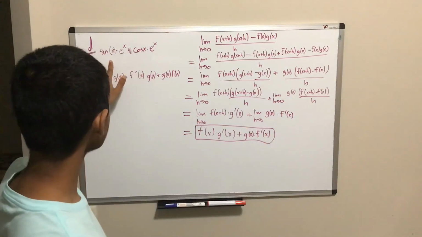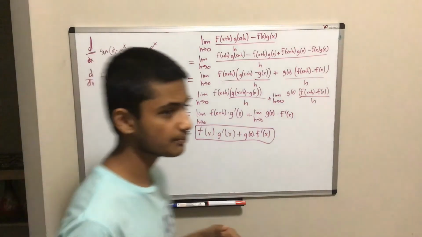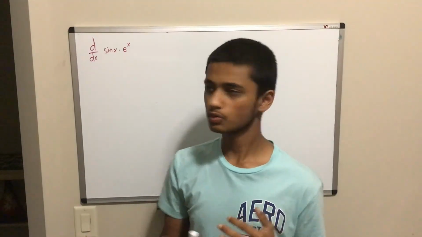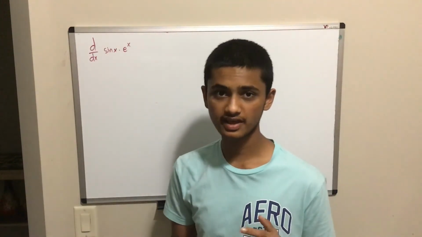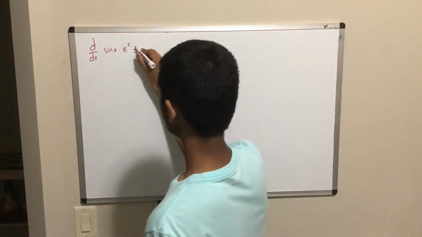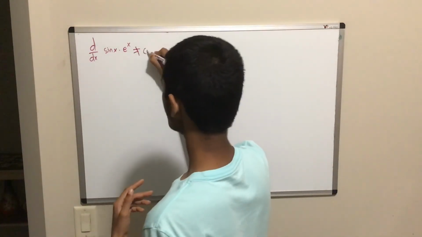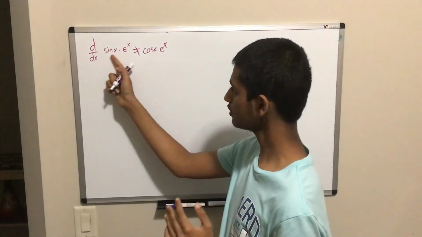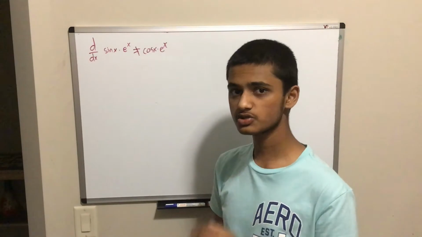And now let's try applying it to the example of the derivative of sine of x times e to the power of x. So now we're taking the derivative of sine of x times e to the x, and the first thing to remember is that this is not equal to cosine of x times e to the x.